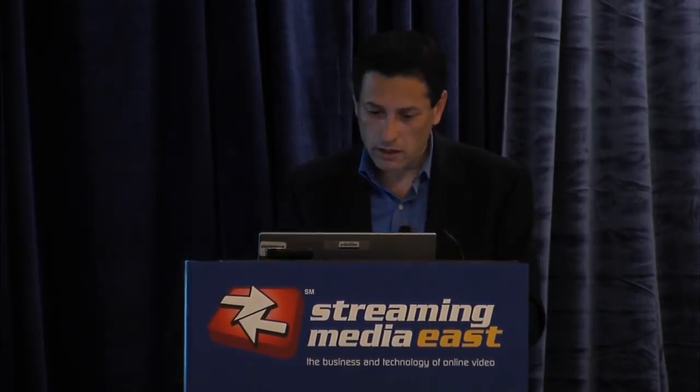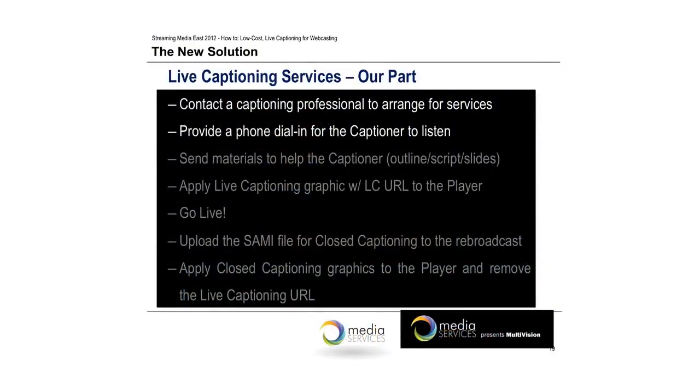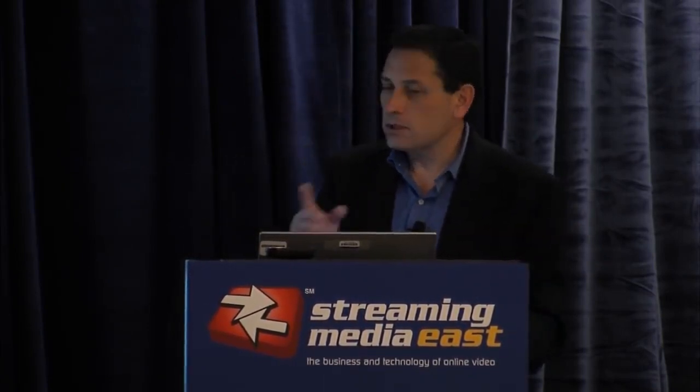Okay, so to talk a little bit more about how to, our part is this. We contact the captioning professional and arrange for services. We have a laundry list of what we ask for, and we'll go over that. We provide a phone dial-in for the captioner to listen, to make sure that they can hear. Obviously, if they can't hear, they can't make all our hearing impaired folks hear. We send materials to our captioner, which is what I referred to earlier.